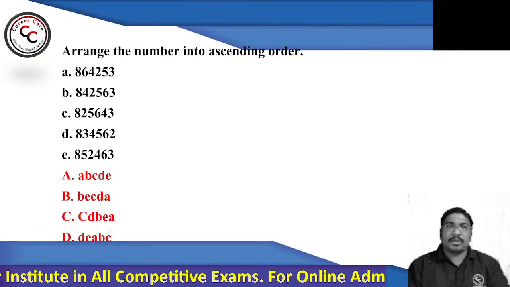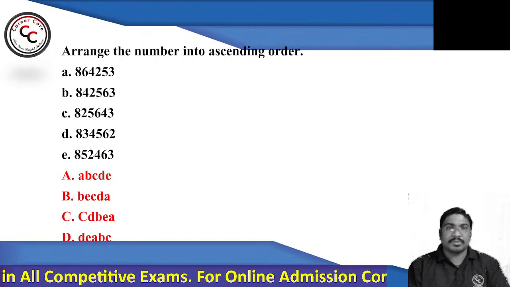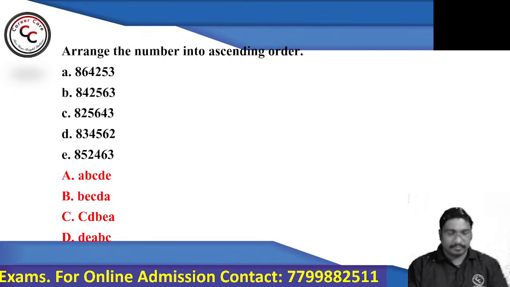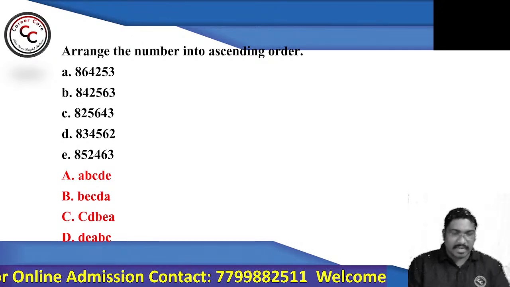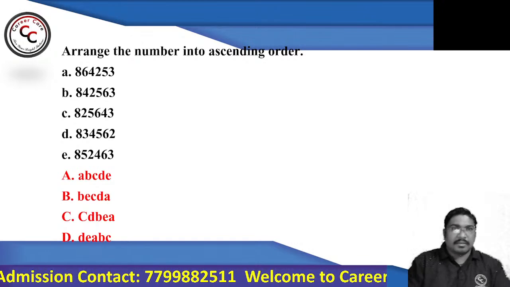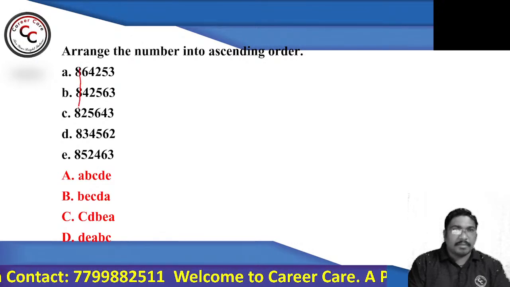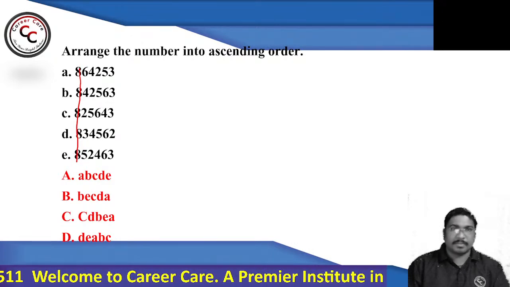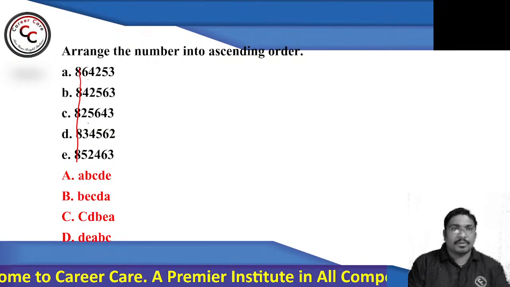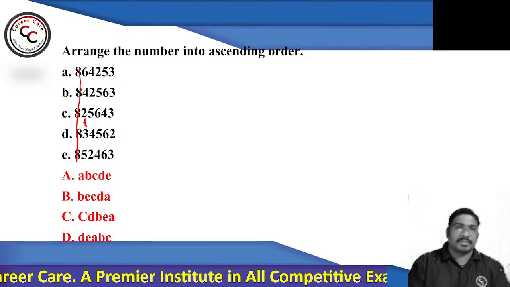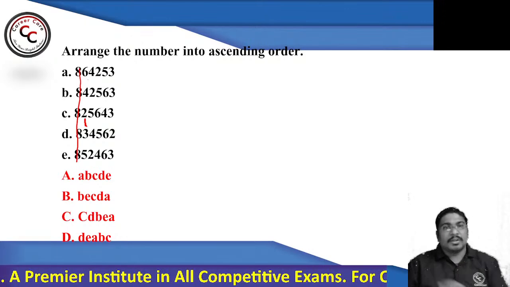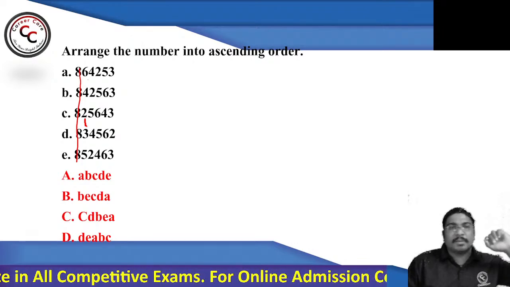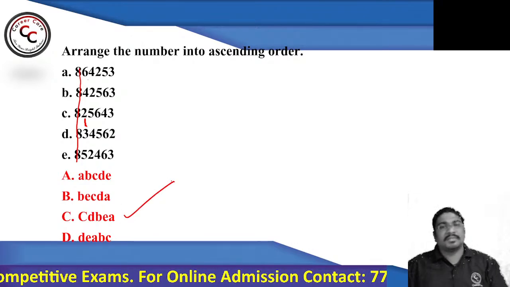Now look at this question. Arrange the numbers into ascending order. So you are supposed to arrange all these numbers in ascending order. So Janaki is saying C. So you can find 8 is the number which is present at the first place. Then 6, 4, 2, 3, 5. So 2 comes first. Ascending means small to big. So C should be first. So in the options as you observe, C will be first. In which option? Option number C.